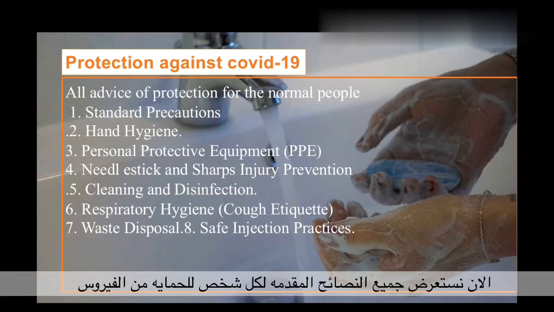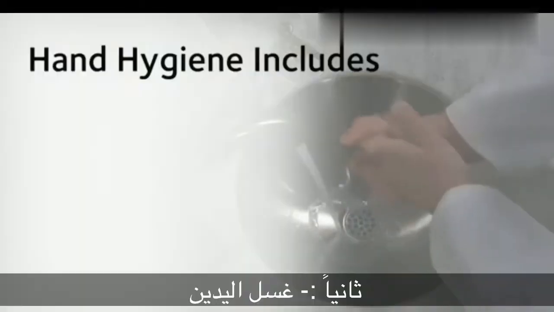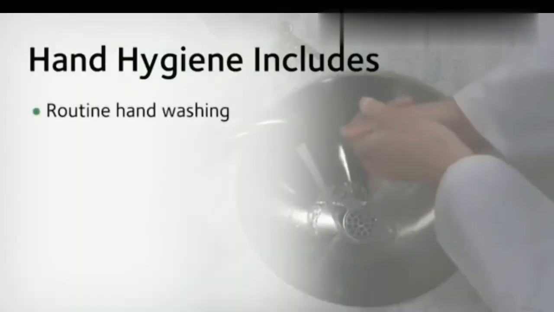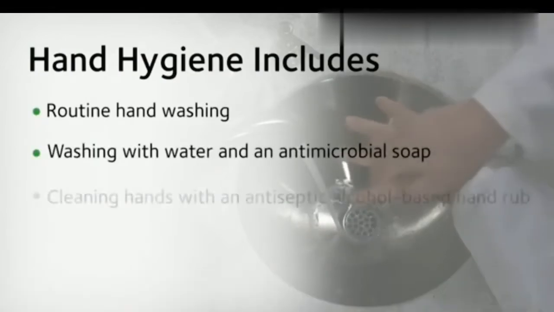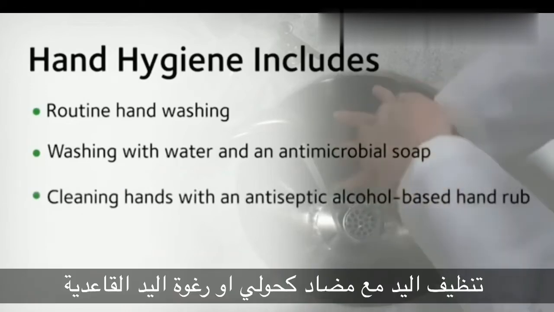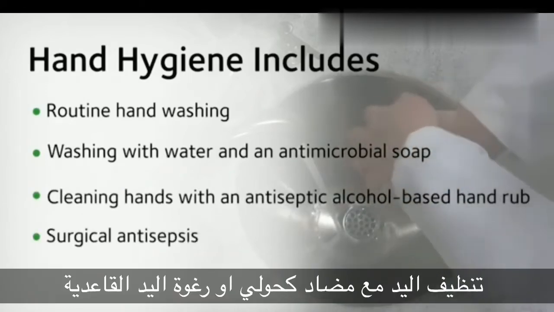Now I talk about all the protection advice for normal people. First, wearing a mask, as we note the important role of masks in isolating the respiratory system from external infection, and conversely in preventing the spread of infected cough spray into the atmosphere, thus limiting the spread of the virus at a high rate. The second is hand hygiene, which includes routine hand washing with water and antimicrobial soaps, cleaning hands with an antiseptic alcohol-based hand rub, and the last one is the surgical antiseptic.